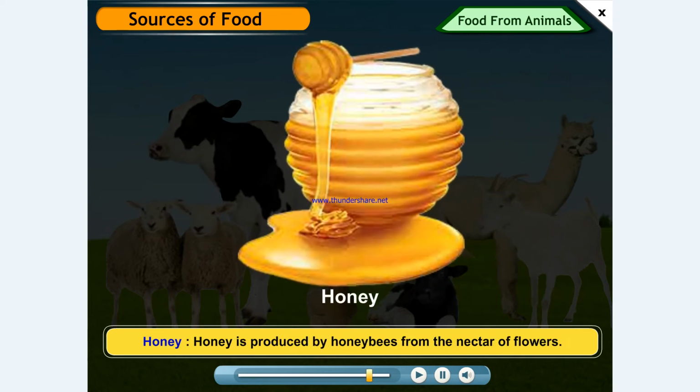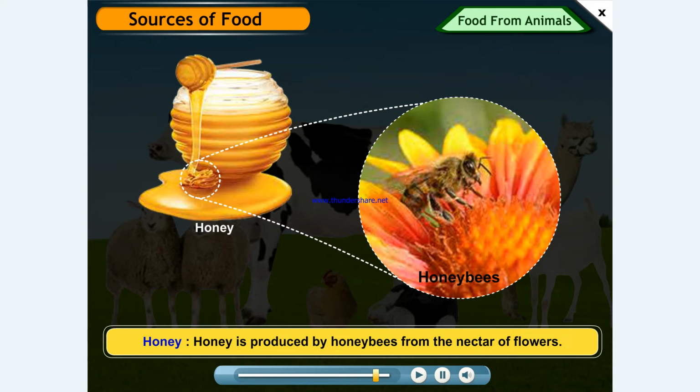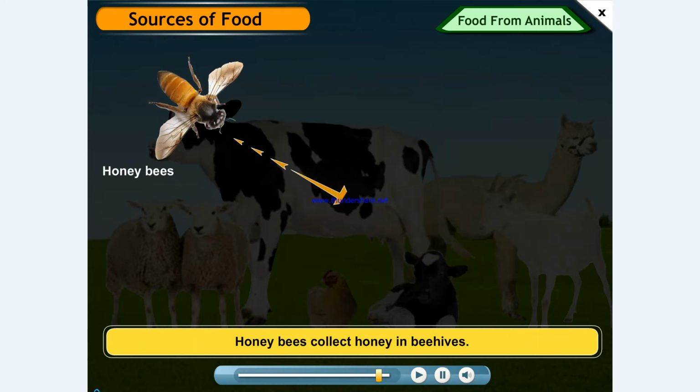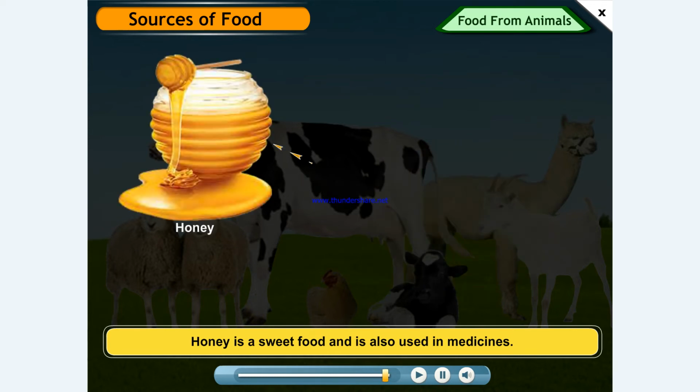Honey. Honey is produced by honeybees from the nectar of flowers. Honeybees collect honey in beehives. Honey is a sweet food and is also used in medicines.